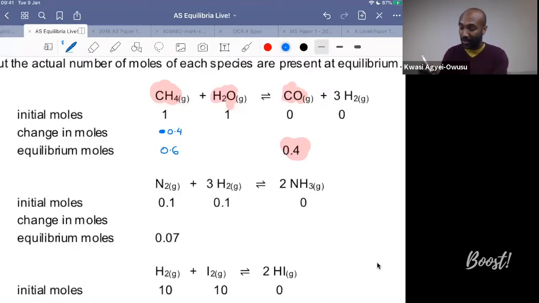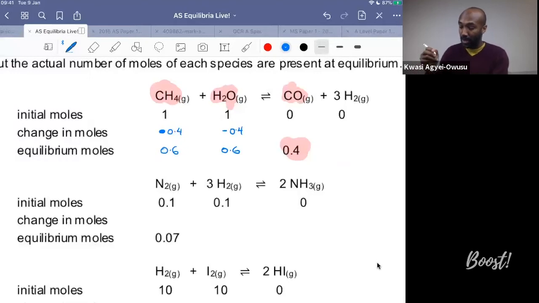We can do the same exercise again. Molar ratio of water to carbon monoxide is 1 to 1. And so we're making 0.4 moles of carbon monoxide, we would have had to have used up 0.4 moles of water, and therefore at equilibrium you should expect to have 0.6 moles of water present. Now, how many moles of hydrogen are we going to have at equilibrium? We started off with 0 moles, and what are we going to have at equilibrium?